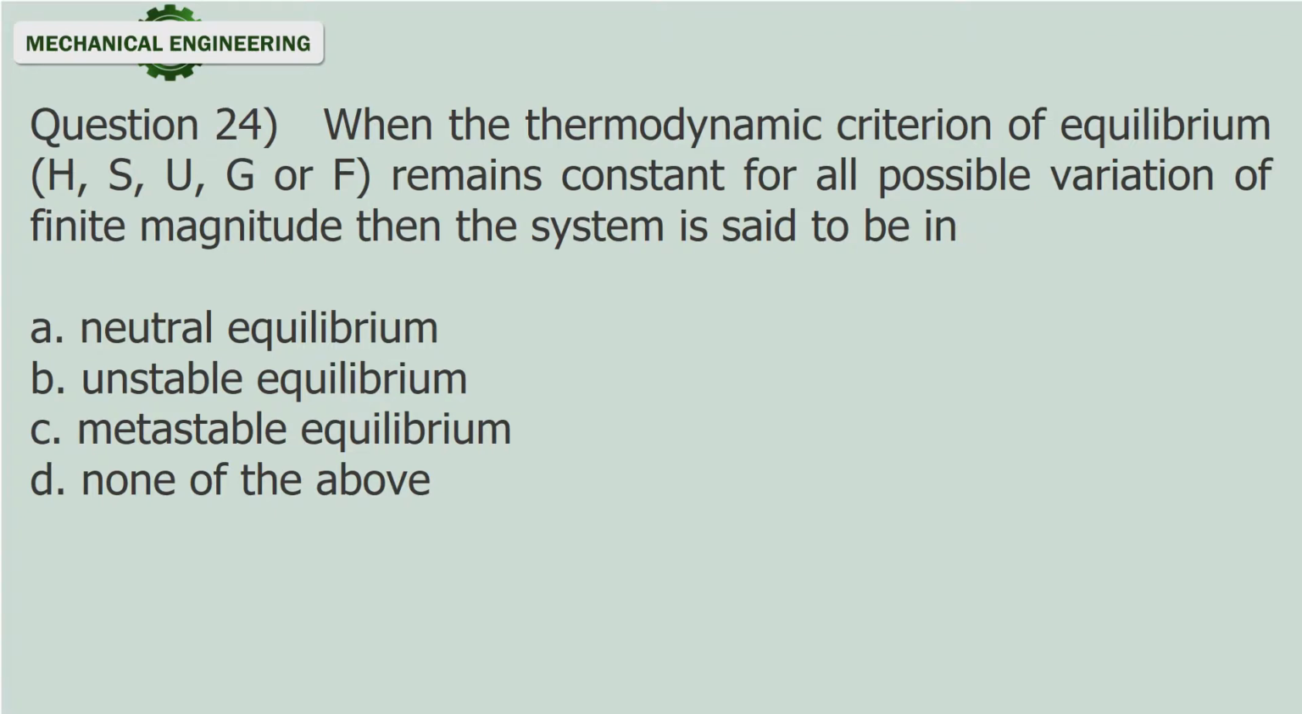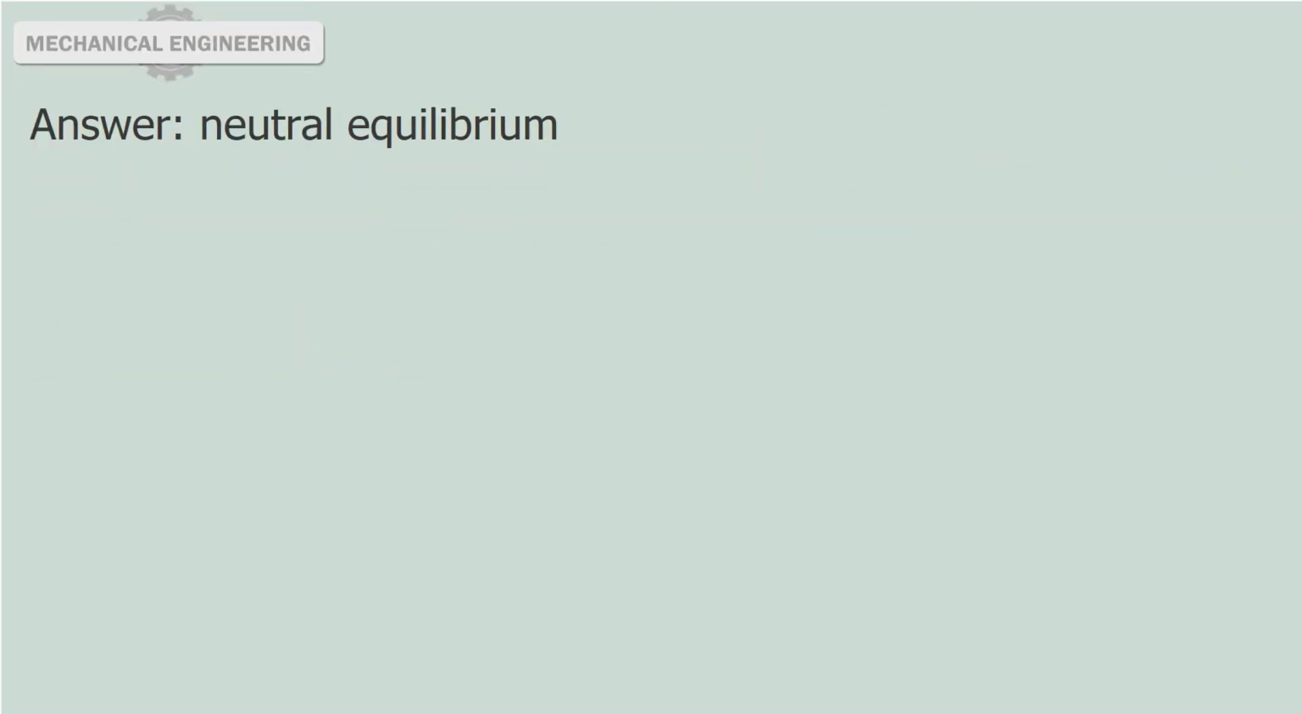Question 24. When the thermodynamic criterion of equilibrium H, S, U, G or F remains constant for all possible variation of finite magnitude, then the system is said to be in A. Neutral equilibrium. B. Unstable equilibrium. C. Metastable equilibrium. D. None of the above. Answer: neutral equilibrium.